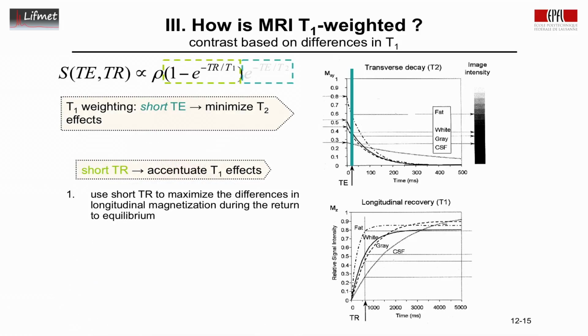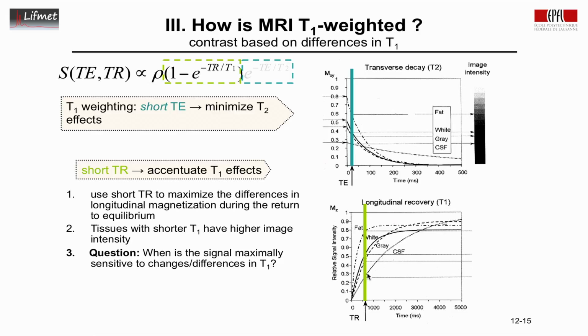So the idea is to use a short TR to maximize the differences in longitudinal magnetization as they are returning to thermodynamic equilibrium. We have CSF going slowly and white matter going much faster, so we'll have some differences here. In this particular example, the TR chosen here is 600 milliseconds. As a consequence, tissues with short T1 have a higher image intensity because they are much further along in their return to thermodynamic equilibrium than tissues with long T1, such as CSF. So CSF appears dark.